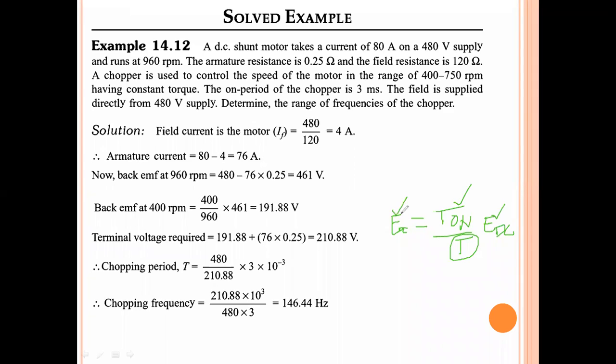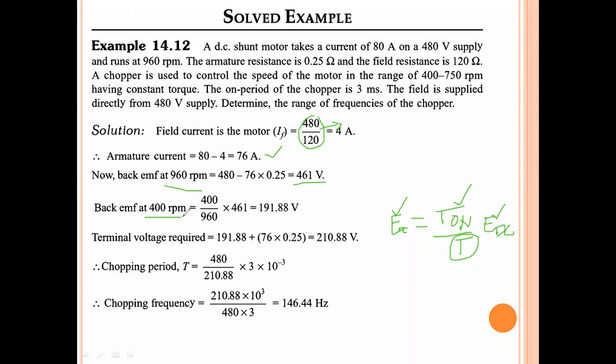In order to obtain the motor terminal voltage, we need to calculate the back EMFs at particular speeds. The same principle is used to calculate the back EMF. Initially, the back EMF is calculated for the base speed, which is 960 RPM. For that, the armature current is calculated from the total current. Using the field parameters, the field current is calculated as 4 amperes. 80 minus 4 amperes will give the armature current. We know the armature current, armature resistance, and the total supply voltage, so the back EMF, EB1, can be calculated as 461 volts.